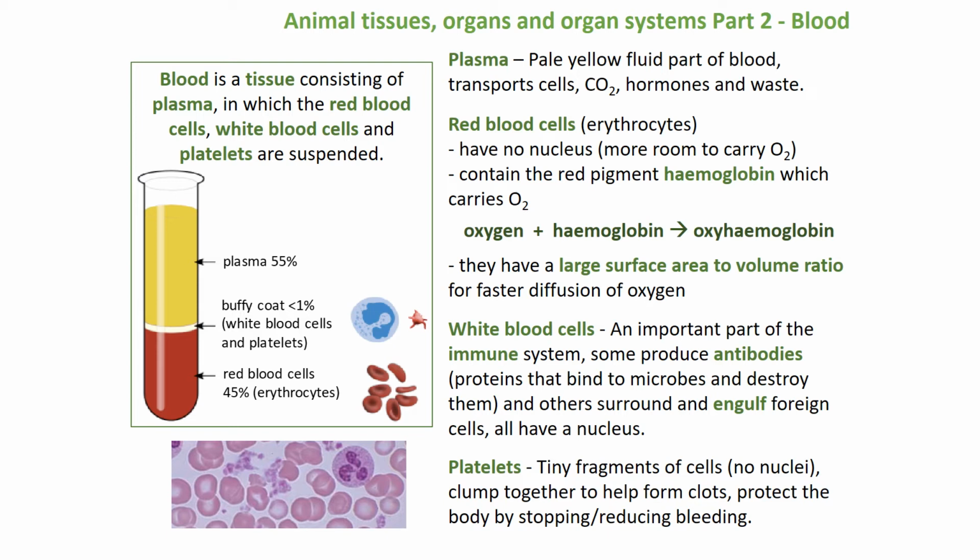Another part of the blood is platelets, and they're just tiny fragments of old cells. They don't contain nuclei, but what they do is they're able to clump together. So if you cut yourself or damage one of your blood vessels, they clump together at the damaged area and they clot. So that stops you bleeding internally and also losing lots of blood if it's an external cut.